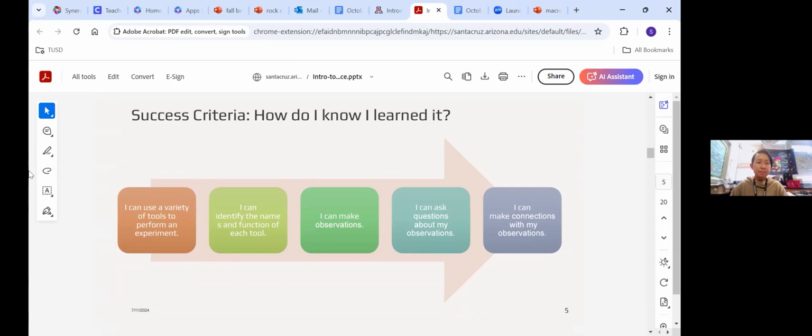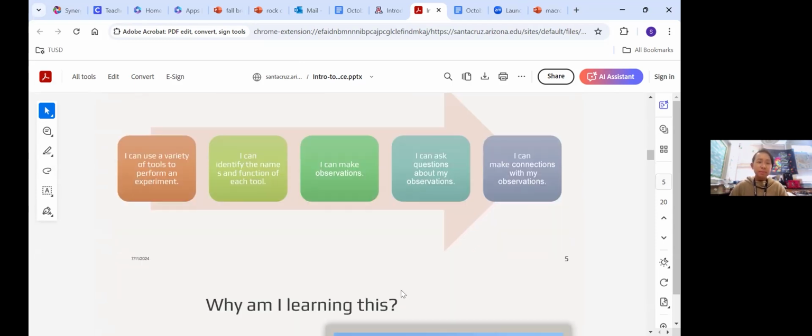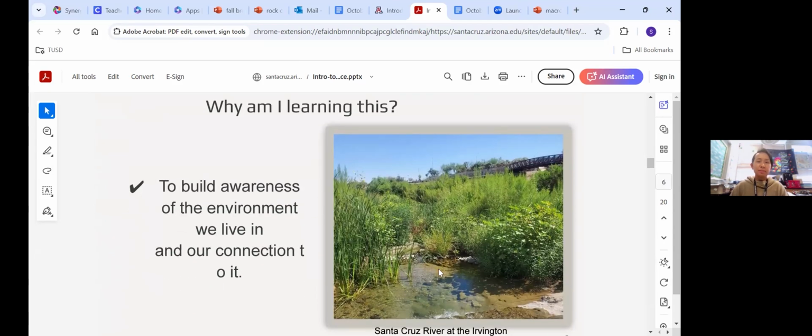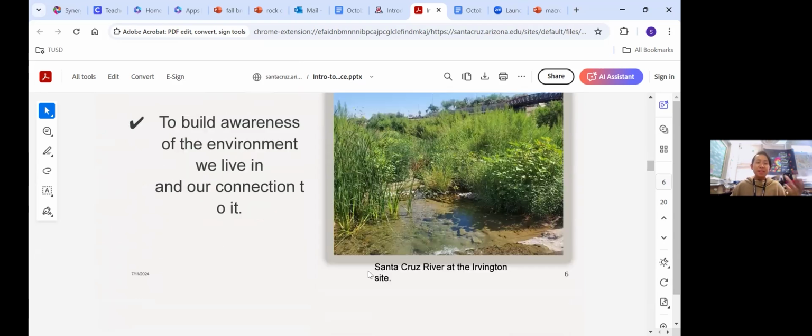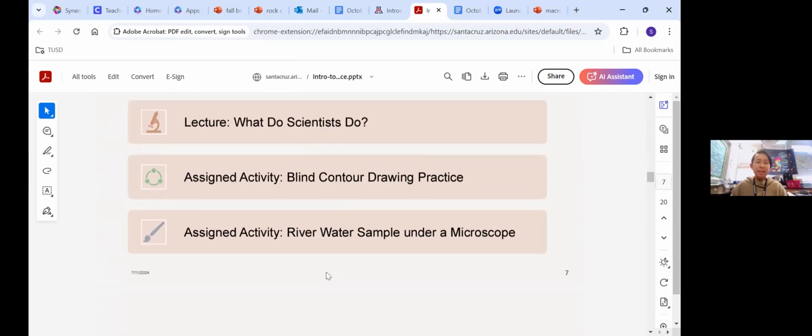Not only was it getting them to use the tools and identify what those tools are, but the main part here is to make observations, ask questions about it, and connect with it. So why are they learning this? This is all part of what we have to do in our lesson plan: why are you learning this? It's to build awareness. And then this is what we did.